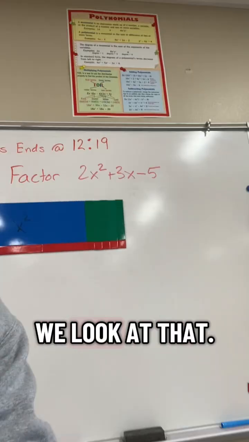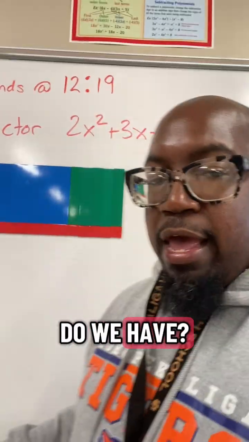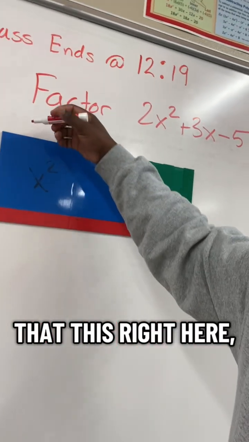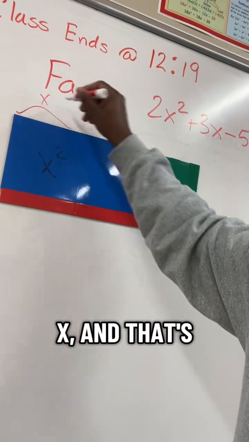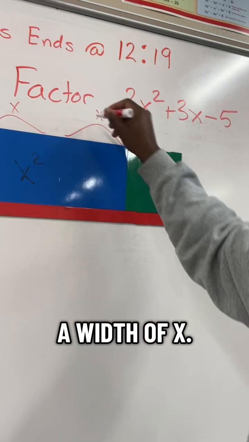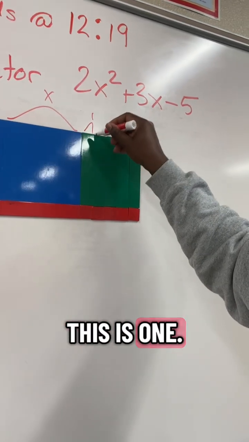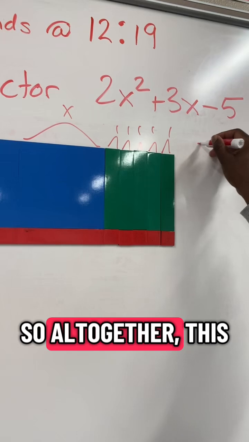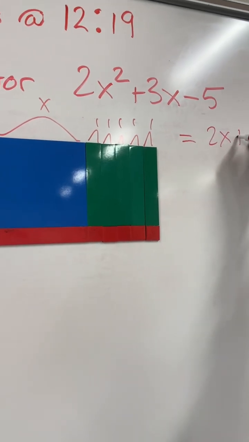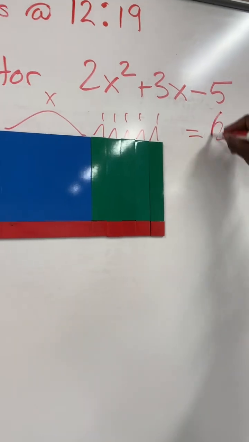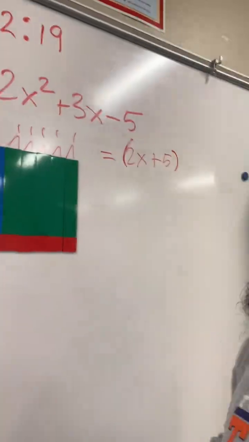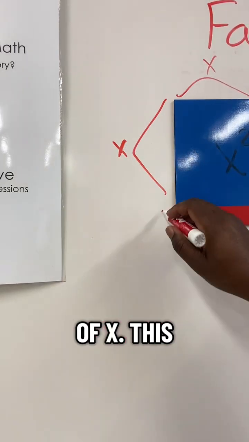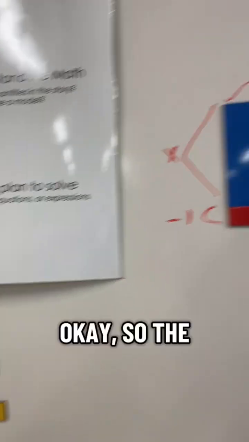All right? So when we look at that, what do we have? Well, let me take this top off right quick. So we know that this right here is gonna be x. That's a width of x. This is also a width of x, right? And then this is 1, this is 1, this is 1, this is 1, this is 1. So all together, this would be 2x plus 5. Okay, cool. Now here, the length, this is length of x, this is the length of -1, okay?